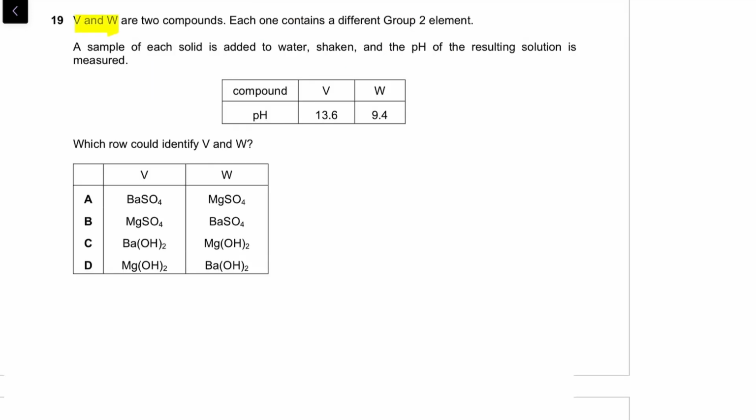Question number 19. V and W are two compounds, each one contains a different group 2 element. A sample of each solid is added to water, shaken, and the pH of the resulting solution is measured. So here is a table, and it has compounds V and W and the pHs of each one. Which row could identify V and W? First of all, both of these pHs are greater than 7, so that means they must be basic solutions. So I can already cross off A and B.